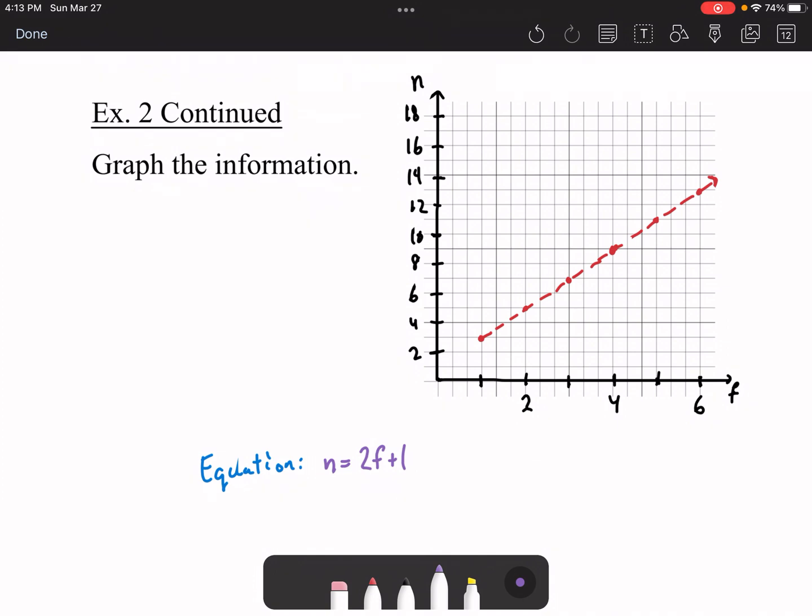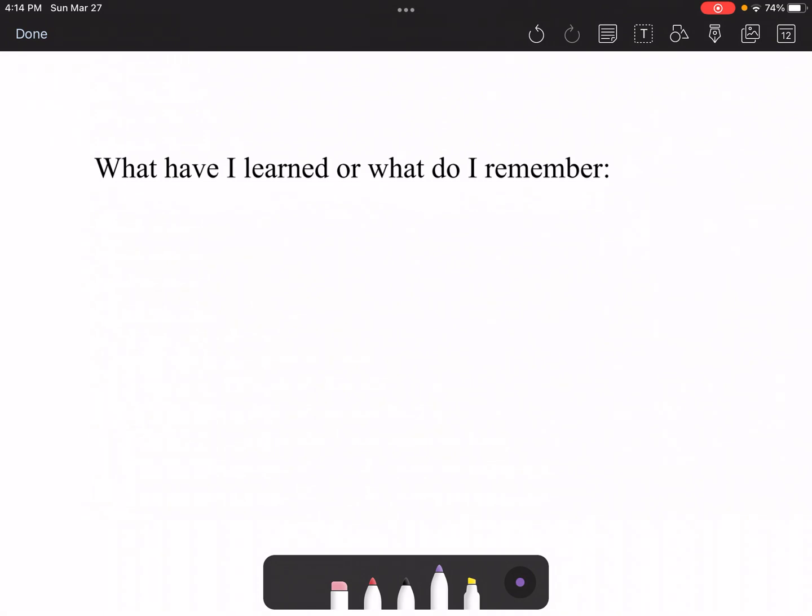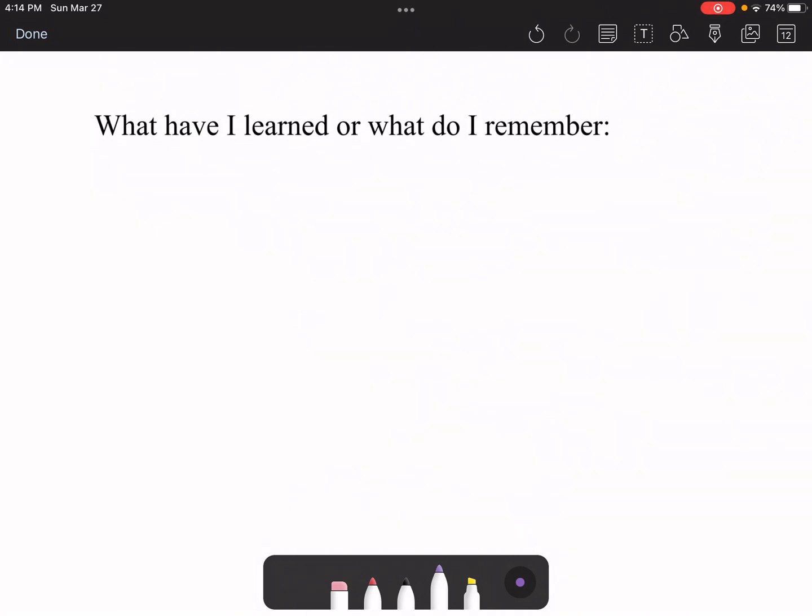So this is what I have to show you for lesson 3.1. Please reflect on what you have learned and what things you remember in order to help you do better in the future. Thus concludes this lesson.